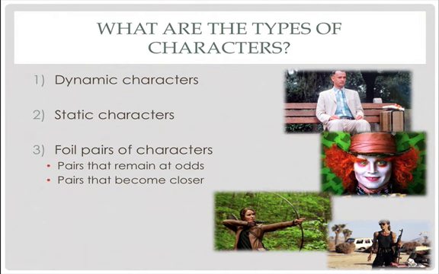And then we tend to break down foil pairs into two types of pairs. Those pairs that remain at odds with each other, and those pairs that tend to become closer. And of course, we will explain each of these in a little bit more depth as we go.